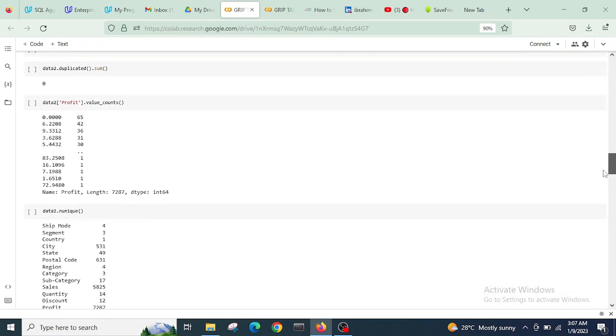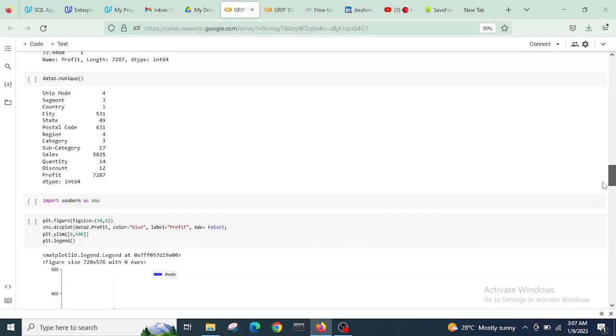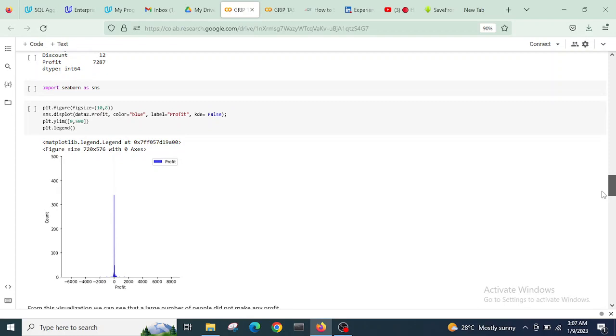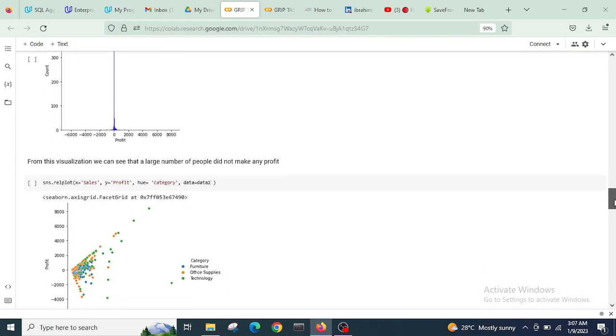After dropping these duplicates, we decided to do a visualization on our profit column. Of course, we want to see what this target column looks like. And then we can see our profits. We have a lot of these companies having no profits at all. So we want to see what affects this.